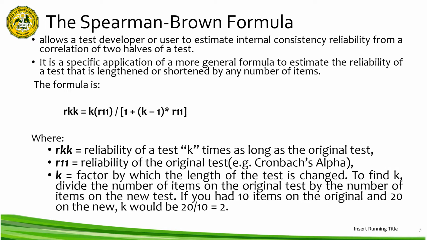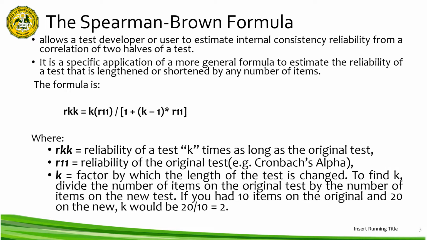Where R_KK is the reliability of a test K times as long as the original test, R_11 is the reliability of the original test, and K is the factor by which the length of the test is changed. To find K, divide the number of items on the original test by the number of items on the new test. If you had 10 items on the original and 20 on the new, K would be 20 divided by 10, which equals 2.